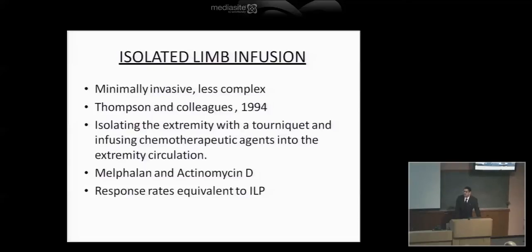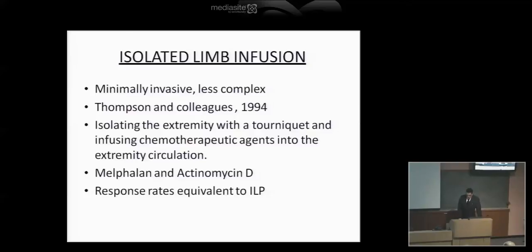To make the procedure easier and to not use cardiopulmonary bypass, in Australia there were several studies done, and Thompson in Sydney came up with a minimally invasive, less complex procedure called the isolated limb infusion. This basically does not use a bypass pump. All they do is put a tourniquet on the extremity. They use Seldinger technique to place catheters percutaneously into the artery and the vein, and then the chemotherapeutic agent is infused and allowed to run in for about 30 minutes, after which normal saline infusion is given to wash the rest of it off. The medications used are mostly a melphalan and actinomycin D combination, and response rates have been equivalent to isolated limb perfusion.